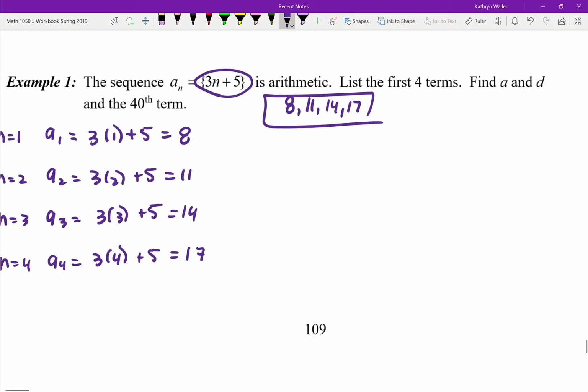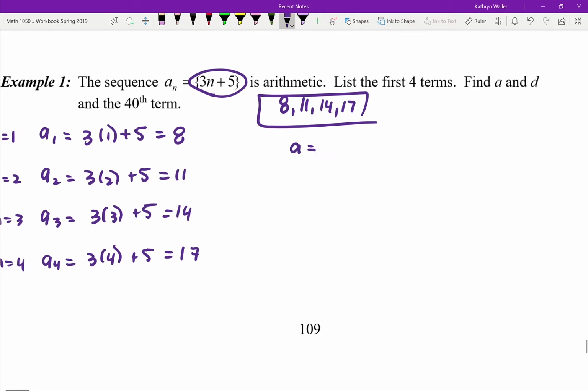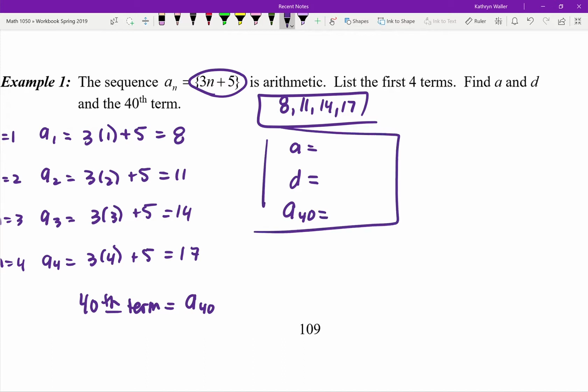And then they also want the following things. They want A, and they want D, and they want the 40th term. So somewhere write this down: 40th term. I need you to understand the symbolism for the 40th term. It is a sub 40, because a sub 1 is the first one, a sub 2 is the second, a sub 3 is the third, so a sub 40 is the 40th term. So those are the other three things that I need to find.